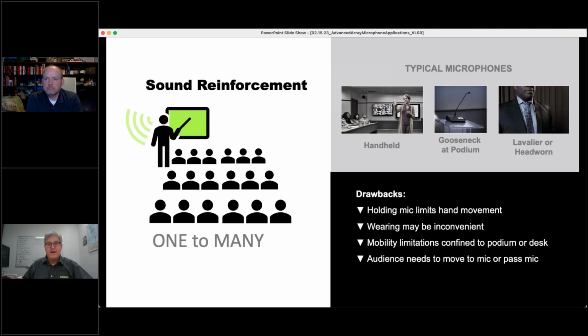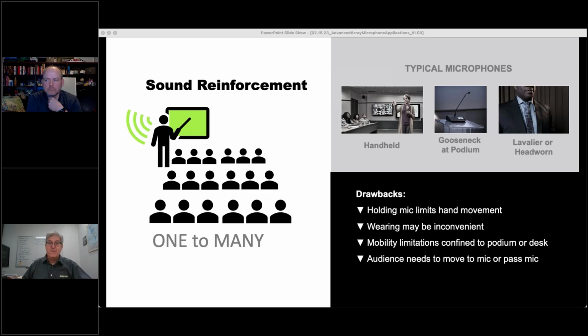And we'll talk a little bit about sound reinforcement. And as Ben said, this is the classic one-to-many. Acoustically, though, people in a sound reinforcement scenario, they know they're listening to a PA system. They can hear that the sound's coming out of loudspeakers.